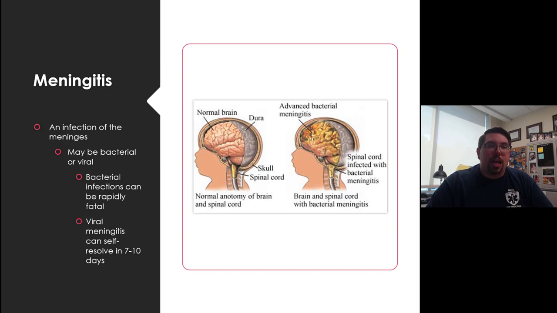and then we have the skull and the spinal cord, all of which are going to be wrapped with that meninge-like structure covering. Now, in advanced bacterial meningitis, you can see that we're going to have infection of the brain tissue. The spinal cord can become infected with bacterial meningitis as well, and the brain and spinal cord both can be massively impacted when it comes to that.